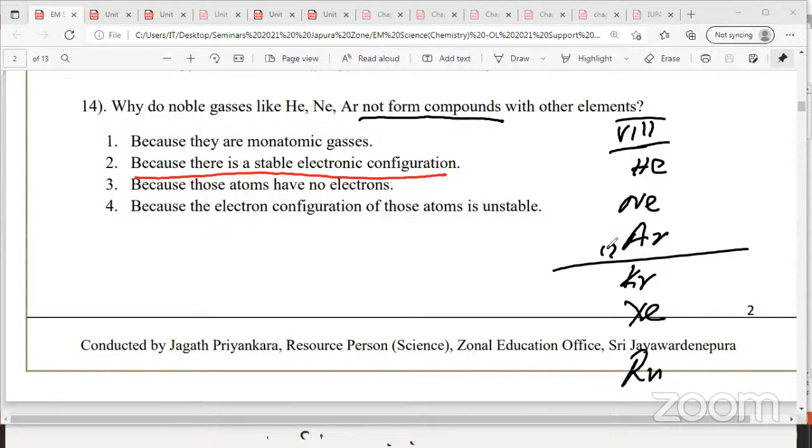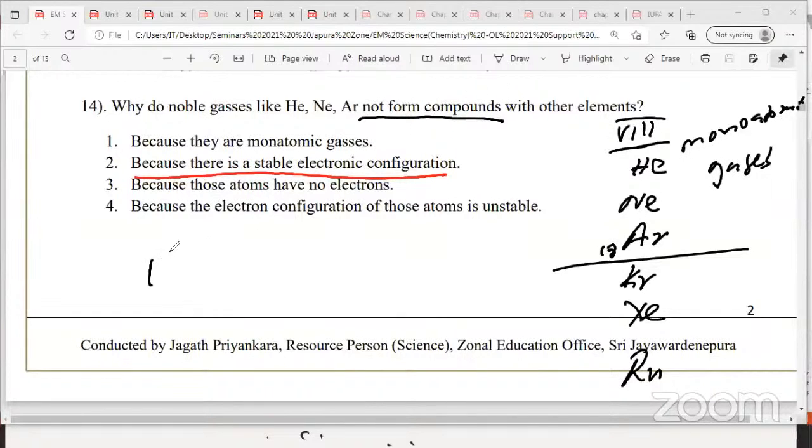So all these are called monoatomic gases. What is the other term used for this? Monoatomic gases. So all the noble gases are monoatomic. They will never become diatomic. They will never combine with other atoms. Why? Their outermost shell is full. Therefore, they don't need to lose or gain any electrons.